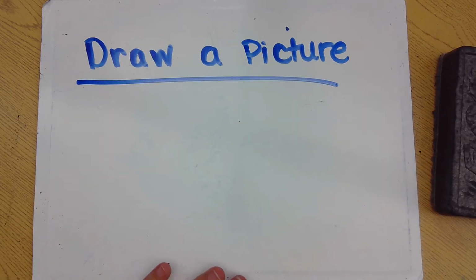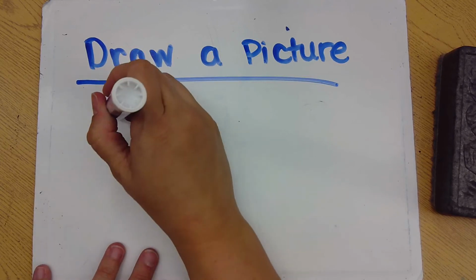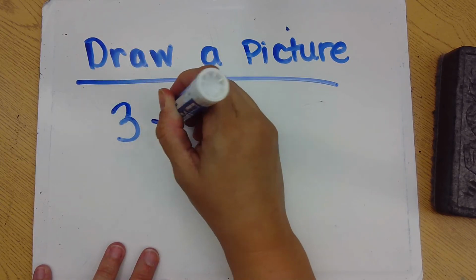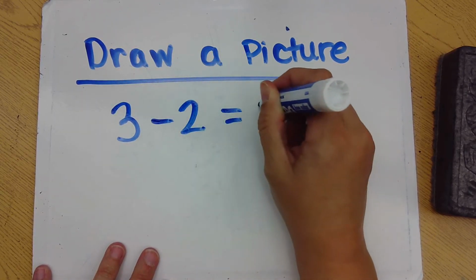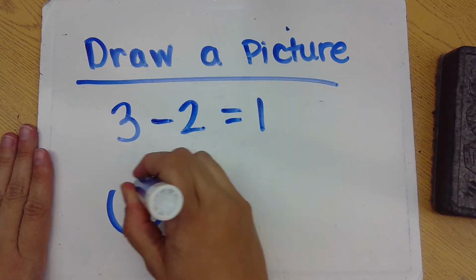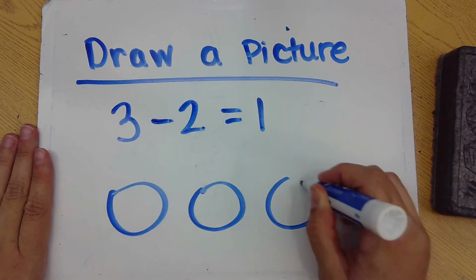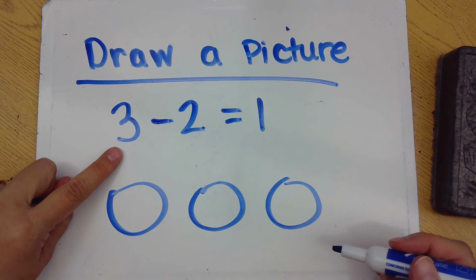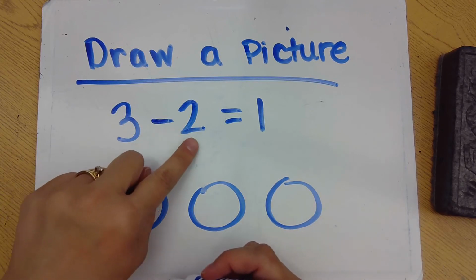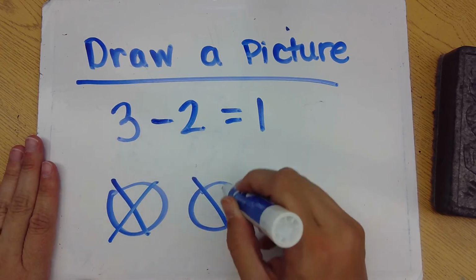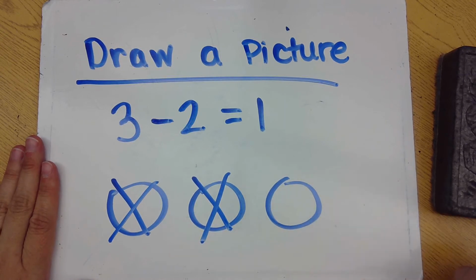Next, we have the draw a picture strategy. Draw how many you begin with and cross out how many you take away. If I had the problem 3 minus 2 equals 1, I could draw a picture of 3 things because that's the number I start with. I take away 2, so I'm going to cross out 2, and I am left with 1.